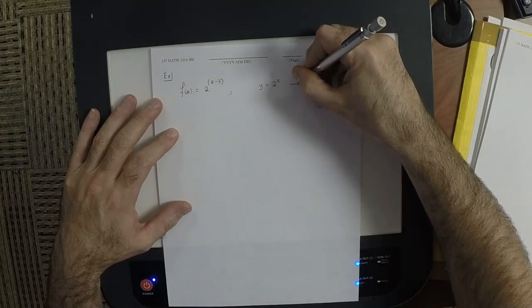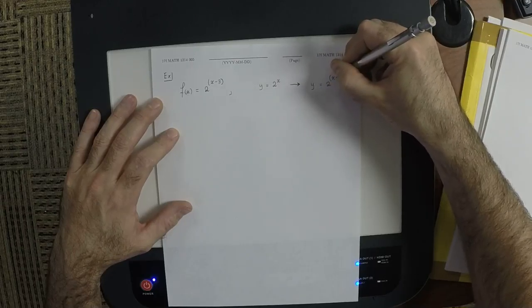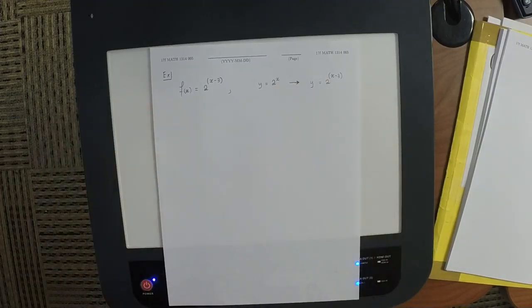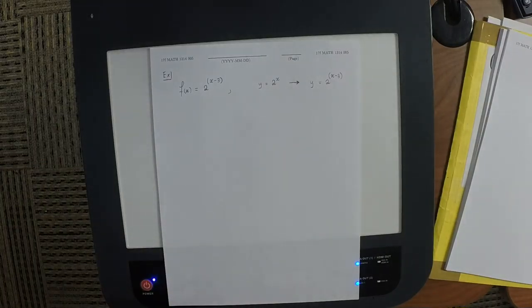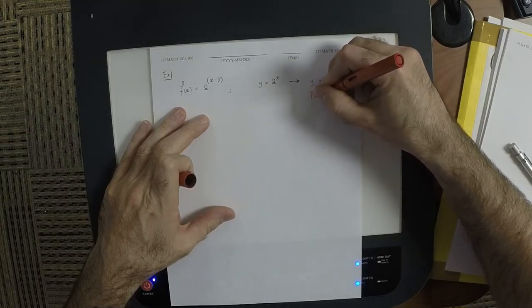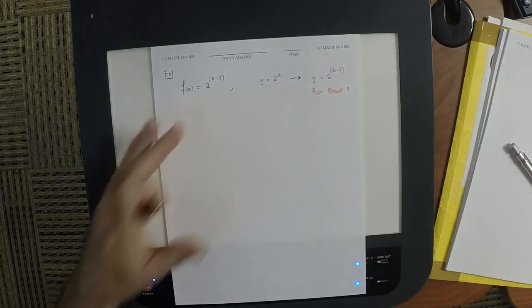that we took the y is 2 to the x that you know and love, and then what did we do with the x? Yeah, we replaced it with x minus 3. Notice the transformation was that x became x minus 3. If you were to perform this transformation and look at the plot, what would occur to the plot? Not a reflection, a shift. Which way? To the right. So the plot would move right 3.